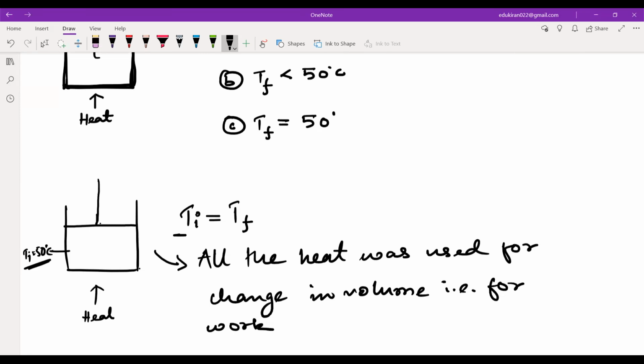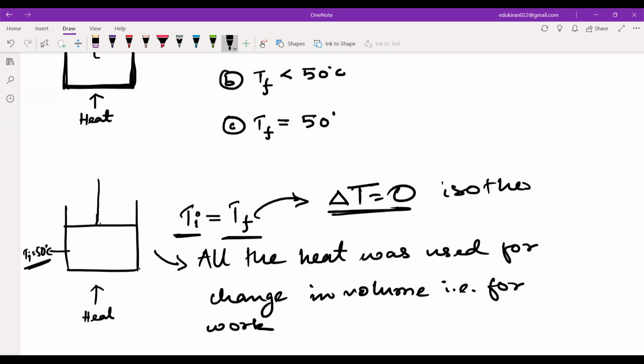And if the T initial is equal to T final, that means I can say that delta T is equal to 0. Yes or no? Yes, sir. And then this is the isothermal process, correct? Yes, this is the isothermal process.